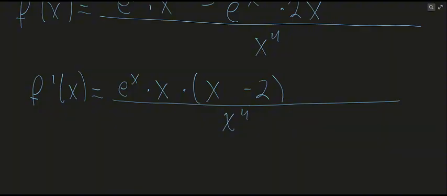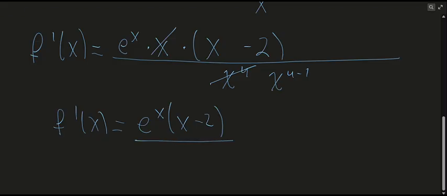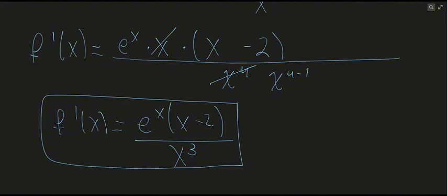Now, what can we do? We can take this x and this x and cancel by subtracting powers, and we get x to the power of 4 minus 1. Literally just me subtracting powers. F prime of x is equal to e to the x times x minus 2 divided by x to the 3rd. And that seems like a good final answer, in the most simplified form possible.